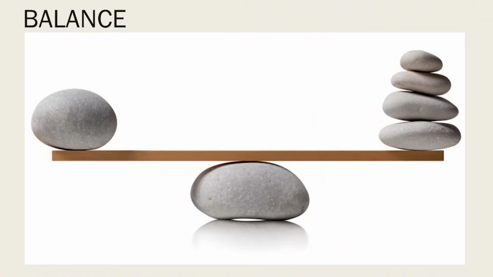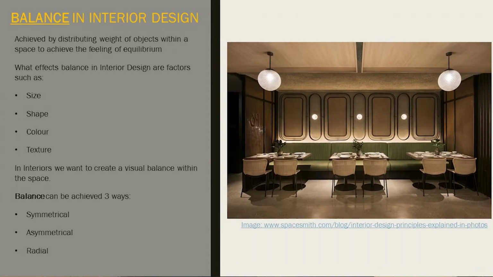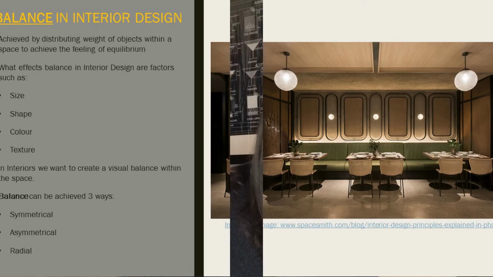Balance is achieved by distributing the visual weight of objects within a space to achieve a feeling of equilibrium. The size, shape, color, and texture have a major impact on the visual weight of a particular item. Larger, darker, brighter, and highly textured objects feel heavier. So balance can be achieved in 3 ways: symmetrical, asymmetrical, and radially.